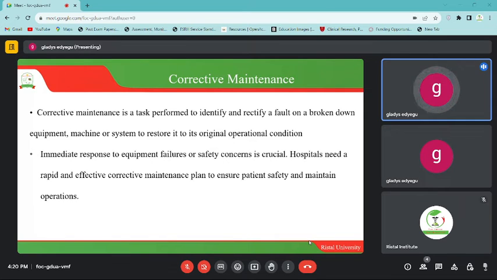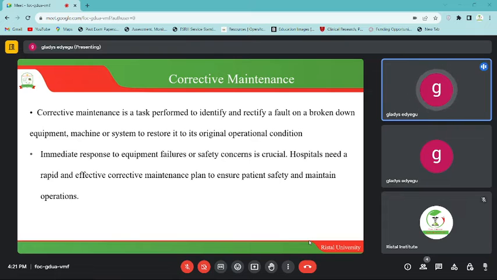So corrective maintenance is a task that is performed to identify and rectify a fault on a broken down equipment, machine or system to restore it to its original operational condition. So for this corrective maintenance, you have to look at the machines that are already broken down because you failed to predict, and then you failed to do the preventive maintenance. So the machine ends up breaking down.